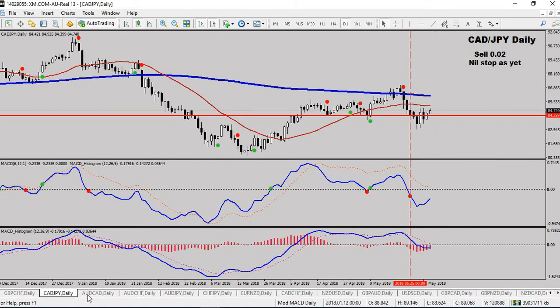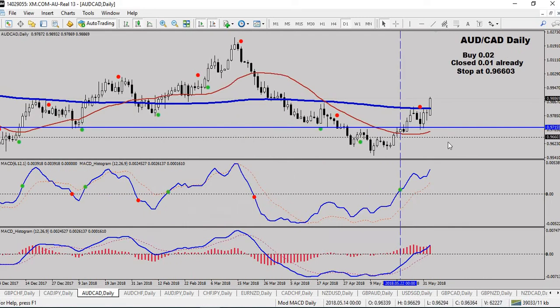Let's continue. Aussie Canadian, we're in a buy here. I've already closed out half my trade. My stop's at the black dotted line there. Tomorrow I'll possibly look at moving my stop up a little bit higher. It's now broken through the 240 LMA. Even though we've got the red dot on the QMP, and the fast MACD didn't even go close to the zero level, even though we've got a red dot on the QMP, I'm not closing it out.